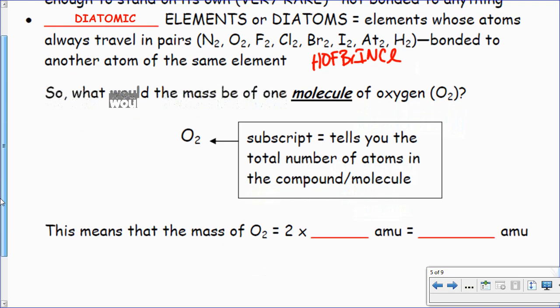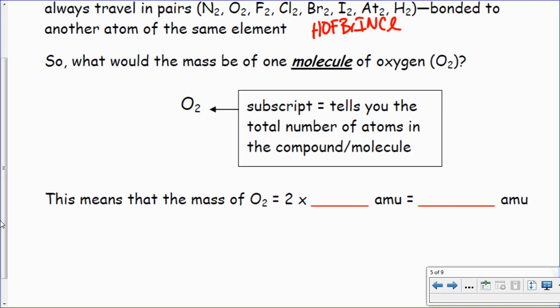The point of the slide is, what would the mass of a molecule of oxygen be? The 2 subscript here tells you that you have 2 of those oxygen atoms present. So if we have to figure out the mass of an oxygen molecule, we take the 2 times the 16 AMUs that we had for oxygen that we rounded and recorded off the periodic table, and we'd say 2 times 16 is 32 AMU.